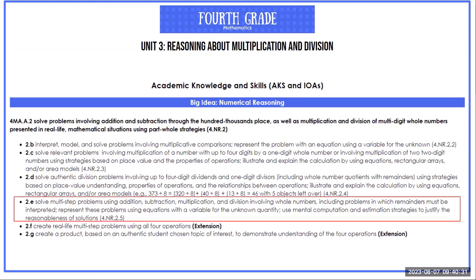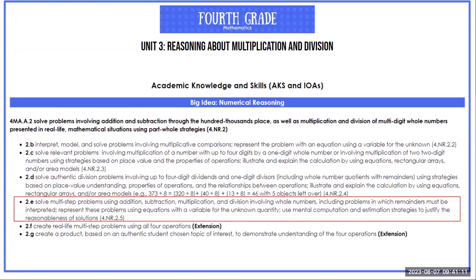For IOA 2E, students use the 4 operations with whole numbers to solve authentic multi-step mathematical problems. Students represent and model problems using equations and diagrams with a variable for the unknown quantity. Problems include solutions in which remainders must be interpreted. It is essential for students to have ongoing experiences with a variety of problem contexts in which the remainder must be interpreted. Students understand that a symbol or letter can replace an unknown quantity in an equation. Students use mental computation to determine if an answer is reasonable, as well as estimation strategies, such as using compatible numbers or rounding.